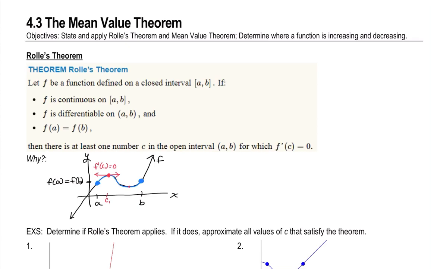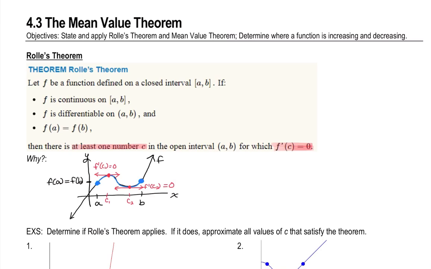And then over here, it looks like I have another location. If I think about my drawing and my tangent line here, this is another location, let's call this c2, where f prime of c2 is equal to 0. So the conclusion of the theorem is that at least one of these c numbers has to exist where the slope of the tangent line is equal to 0.